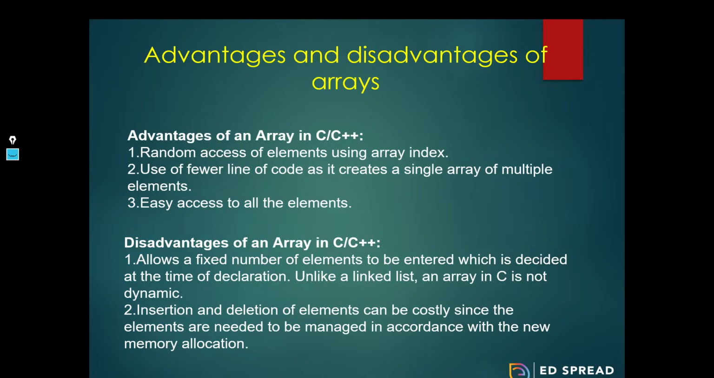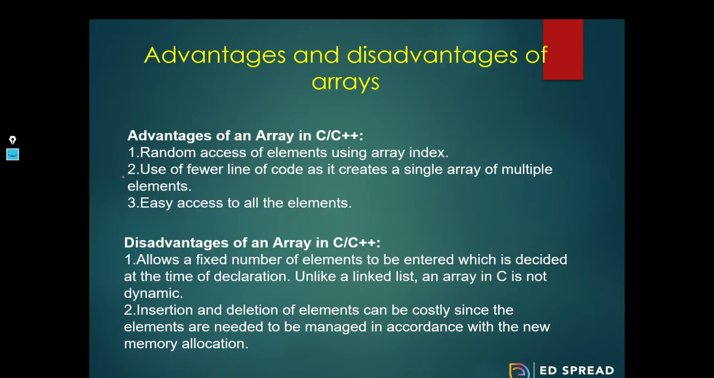Next thing is, what is the advantage of using arrays? You already know that. You can randomly access any element. If you want to reach the third element, the fourth element, or the first element, you can directly do that. How can you directly do that? Just by tapping into that number.